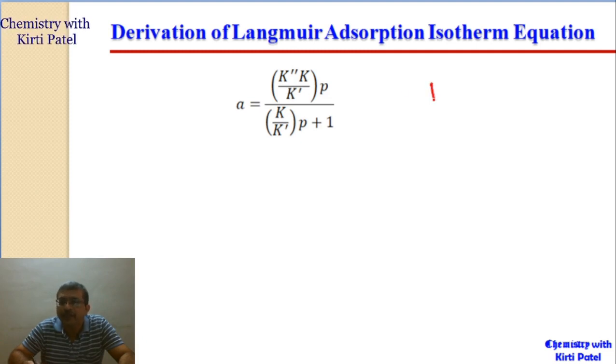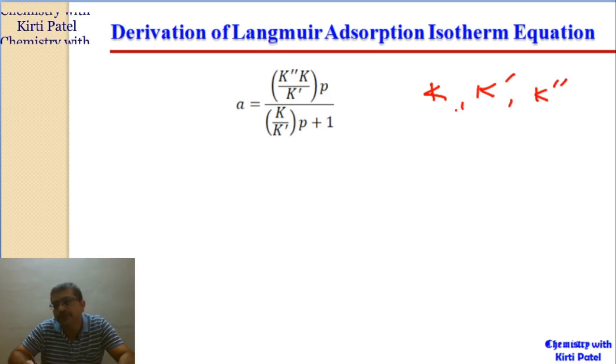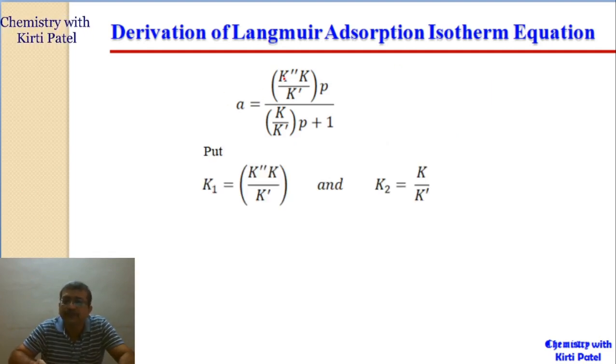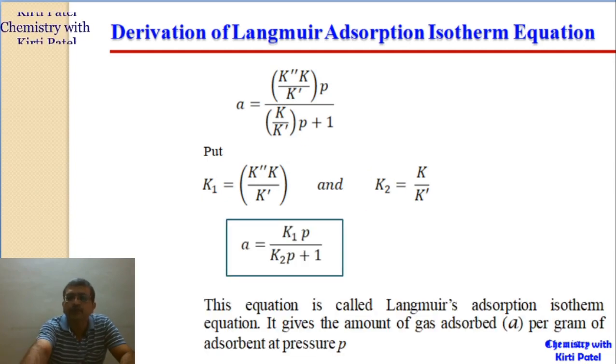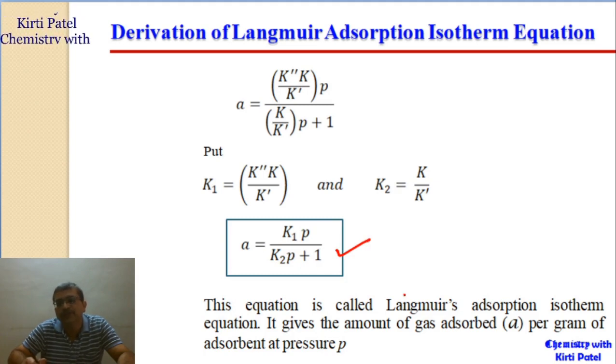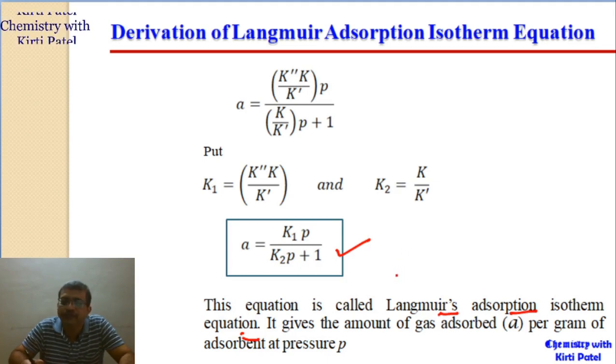Here K, K dash and K double dash, all three terms are constants. They are proportionality constants. So what we can do is replace these terms, that is K double dash into K upon K dash, by the term K1 and this K upon K dash by the term K2. So we will get two proportionality constants, that is A is equal to K1 P upon K2 P plus 1. This equation we call Langmuir's adsorption isotherm equation, or simply Langmuir's equation.